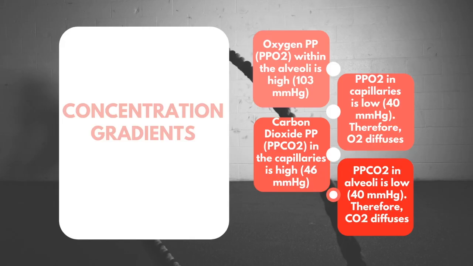These concentration gradients happen exactly the same at the muscle to offload oxygen, which is high in the capillary, low in the muscle. Therefore, there's a concentration gradient and the passive diffusion can take place again into the cell and oxygen can be used as part of respiration.